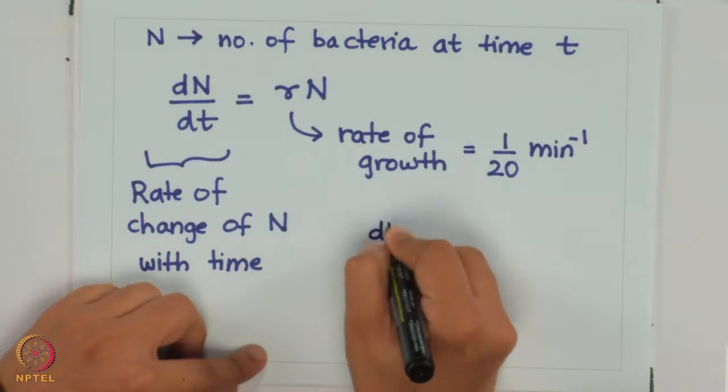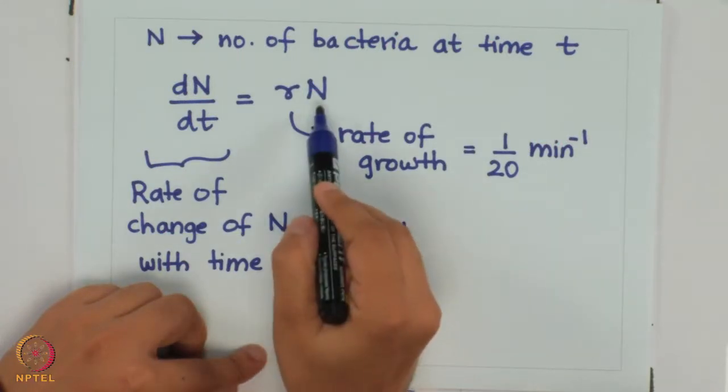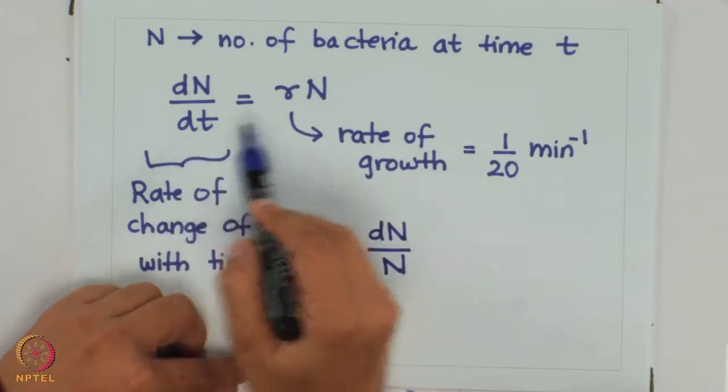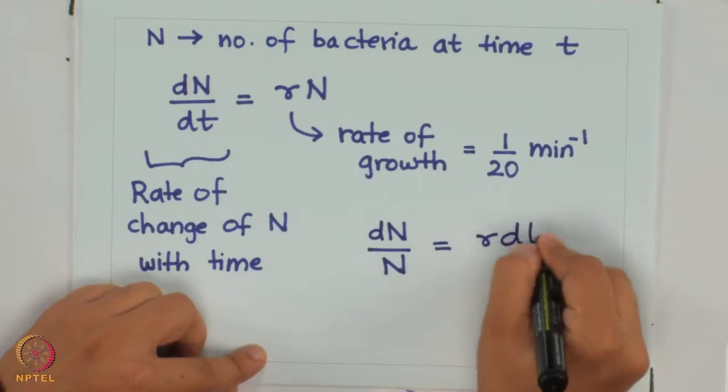So again, this is basic calculus from 11th or 12th standard. What I am going to do is separate the variables and integrate the equation and arrive at the analytical form of the solution. If we try and do that, we get dn upon n, I am bringing n from here to the other side and I am bringing dt to the other side, equals r dt.